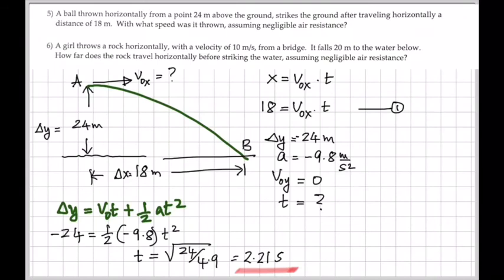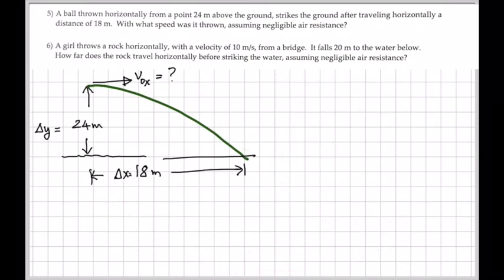Now we need to go back and find out the speed by plugging it into equation 1, correct? You see our equation 1, we did not even use it. So when you plug it back, you're going to get 18 is equal to Vox times 2.21. And then Vox is equal to 18 divided by 2.21. What do you get for that? 8.14 meters per second. Okay, meter per second. Good. Thank you. So keep the x and the y separate.